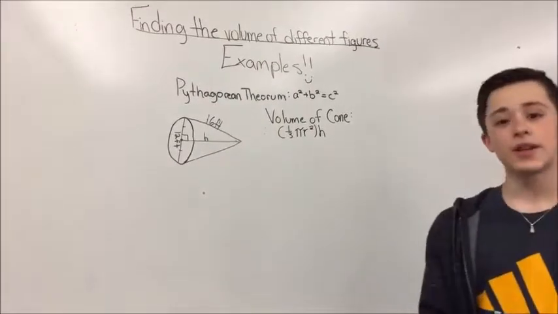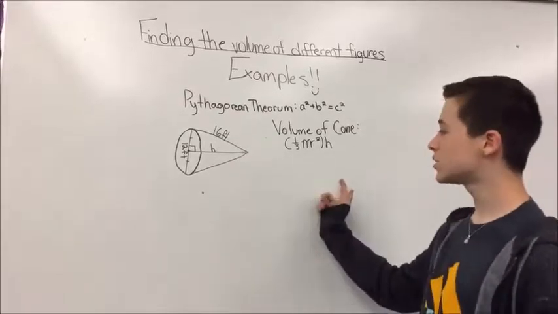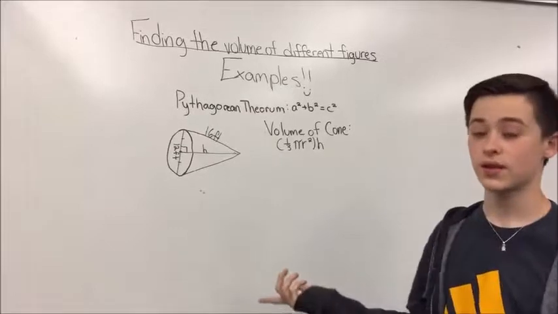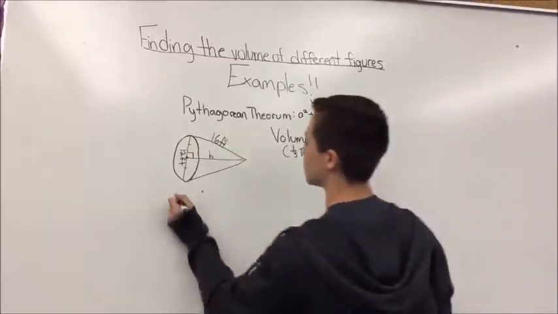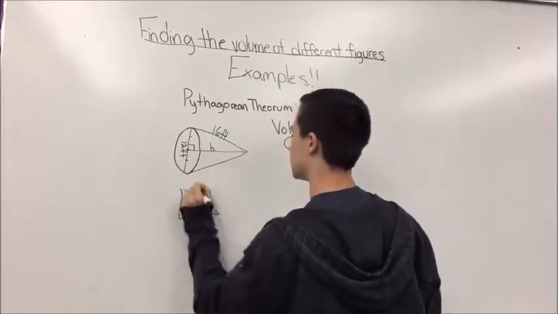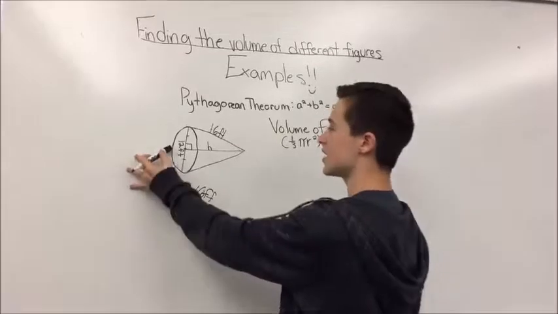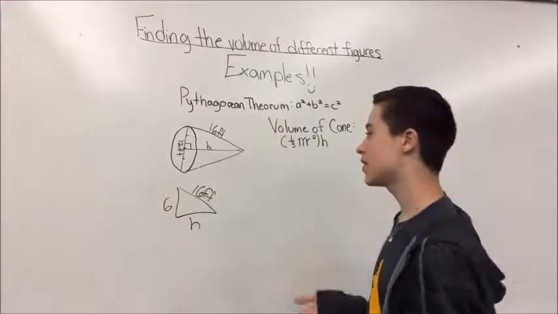In this example, we're going to be working with another cone. However, what makes this different is that if you try and plug it in directly, you'll find that you don't know what h is. Therefore, you use Pythagorean theorem. To make it easier on the eyes, I'm going to draw this triangle below. To find the length, you'd simply take the diameter and half it. And then plug into Pythagorean theorem.